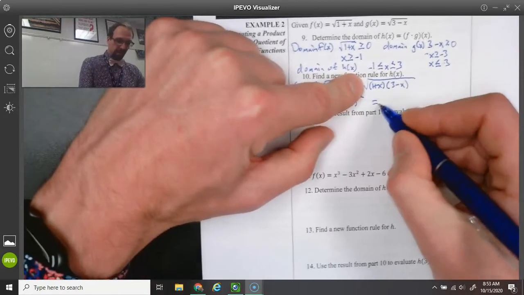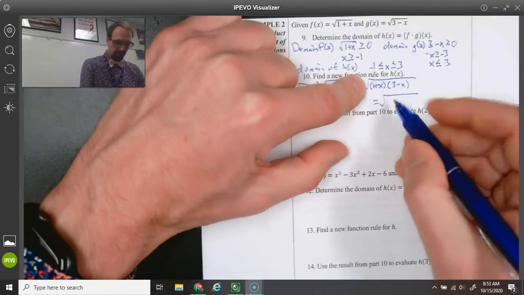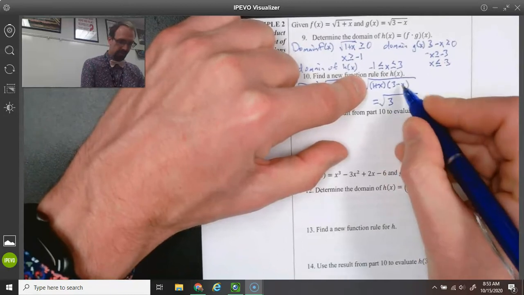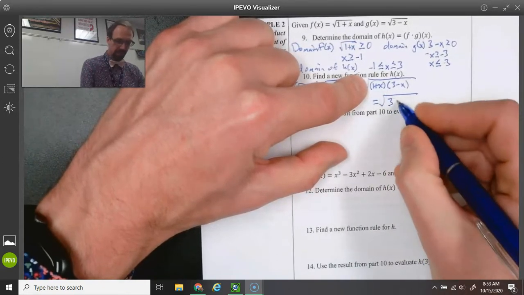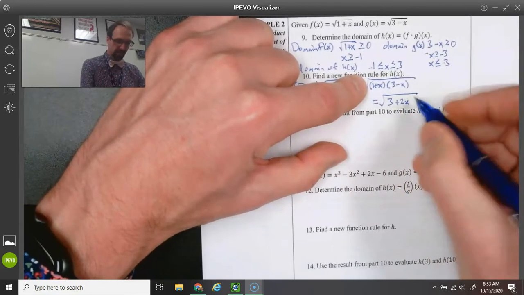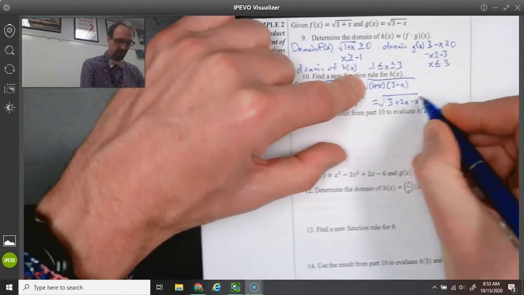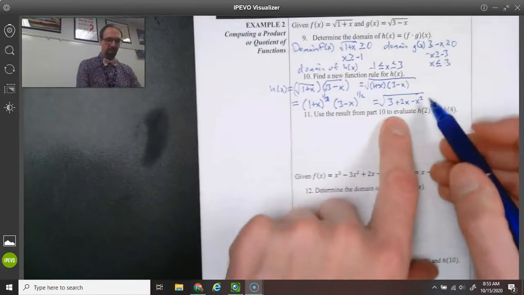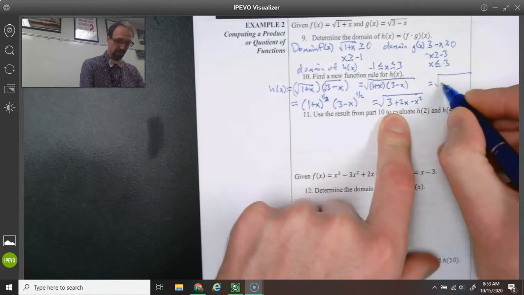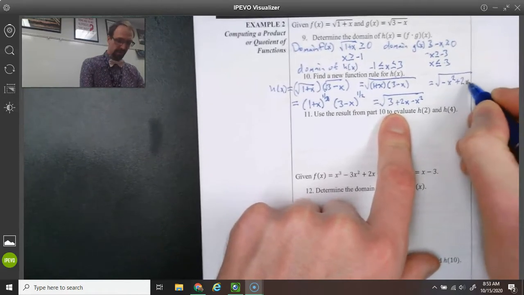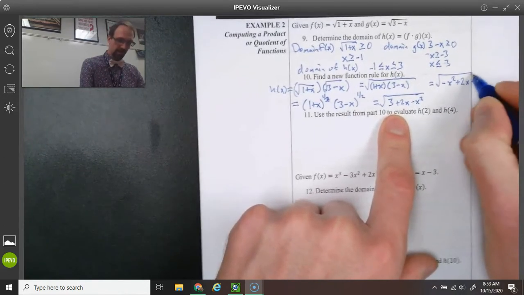If I multiply this out, I get the square root of 1 times 3, so I'm going to have minus x plus 3x, so that's plus 2x, and then it looks like minus x squared. And then normally what happens is we put this in standard form order. So this would be -x squared plus 2x plus 3. There we go.